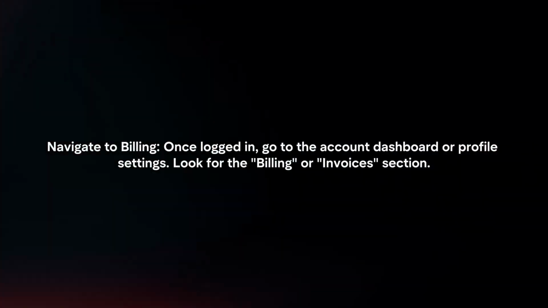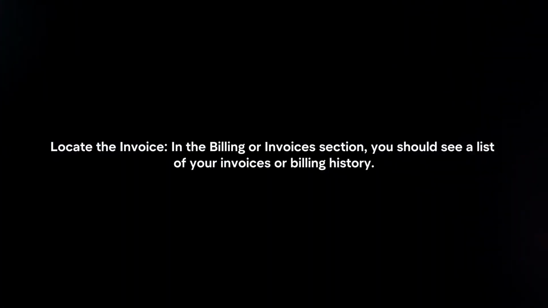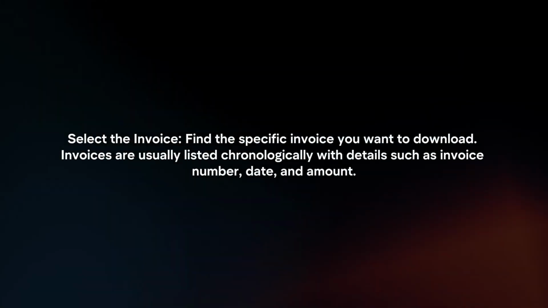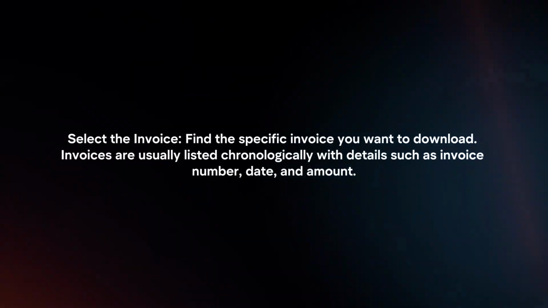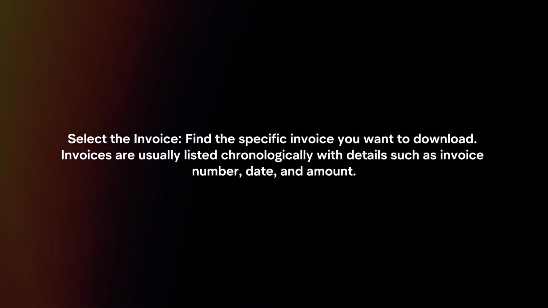Look for the Billing or Invoices section. Locate the invoice. In the Billing or Invoices section, you should see a list of your invoices or billing history. Select the invoice. Find the specific invoice you want to download. Invoices are usually listed chronologically with details such as invoice number, date, and amount.